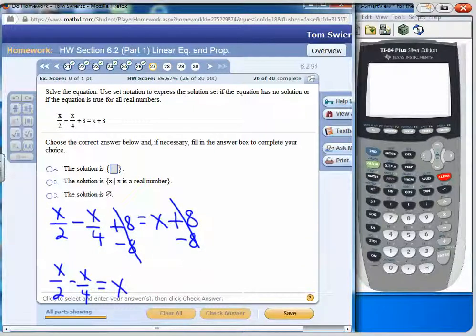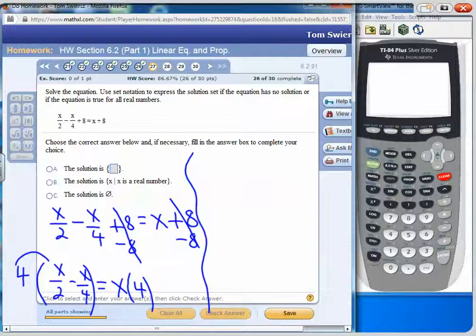Well, what I mean is get 0 here, right? So now what are we going to do? The least common multiple of 2 and 4 is 4, right? So we'll multiply every term on the right side and on the left side by 4. Okay, so 4 times x divided by 2.